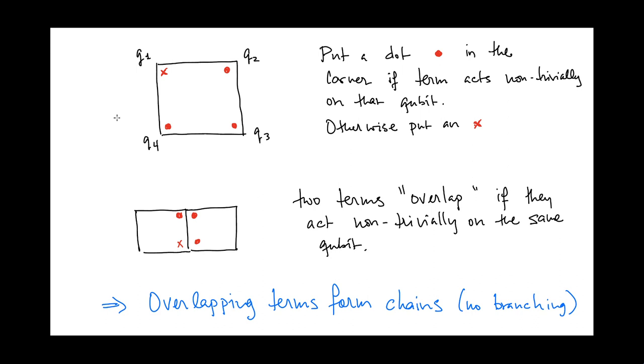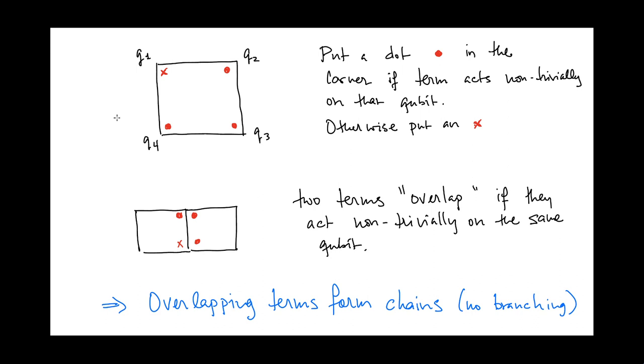I've traced out all the one-dimensional spaces. And what I'm going to do is, for each face, put a dot in the corner if that term acts non-trivially on the qubit, and put an X in the corner if it's the identity on that qubit. Okay, we know that certain structures can exist. And I'm going to say that two terms overlap if they both act non-trivially on the same qubit, okay?